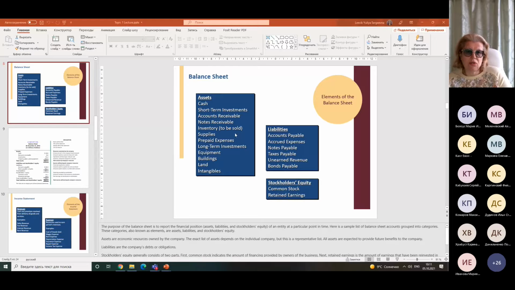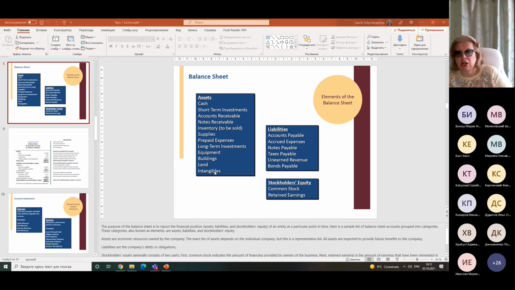So this is the list of items: cash, short-term investments, accounts receivable, notes receivable, inventory and supplies. This is what we also use as inventory. Prepaid expenses. It could be long-term investments as well. Equipment, buildings, and land we can call property, plant, and equipment. And also intangibles. So this is not the whole list. These are the typical items which you can find in the balance sheet of real companies.